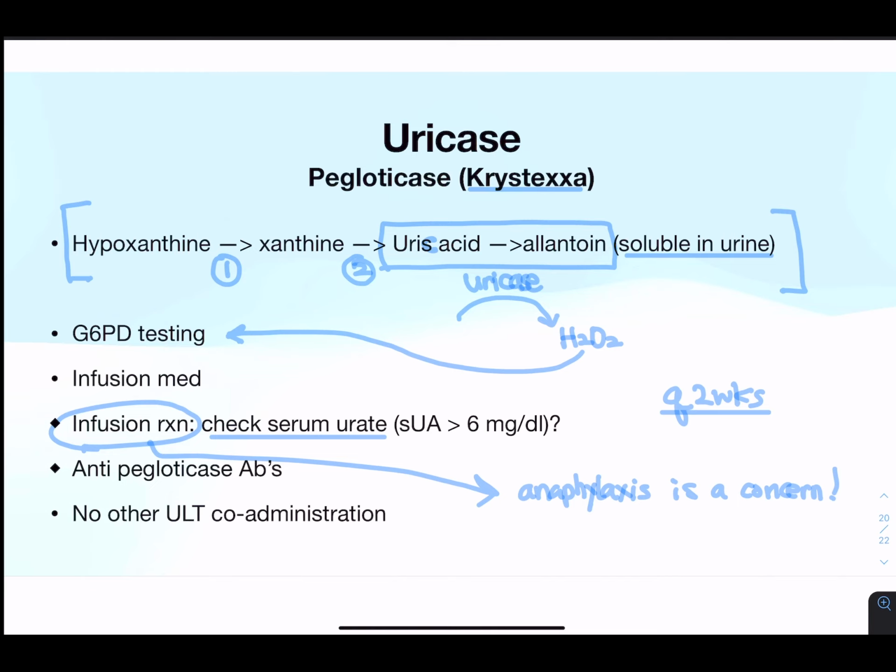But if your serum uric acid level is greater than 6 milligrams per deciliter, you need to discontinue or cancel the planned infusion because this means you're losing efficacy due to anti-pegloticase antibodies development. And anti-pegloticase antibodies, it's not something that we check per se, but you could kind of know that the patient is developing the antibodies because of the increasing serum uric acid level. Going along with that, if you're gonna use pegloticase, just use pegloticase and don't mix it with any other ULT, because what you could potentially do there is to mask the loss of pegloticase efficacy or the development of anti-pegloticase antibodies.